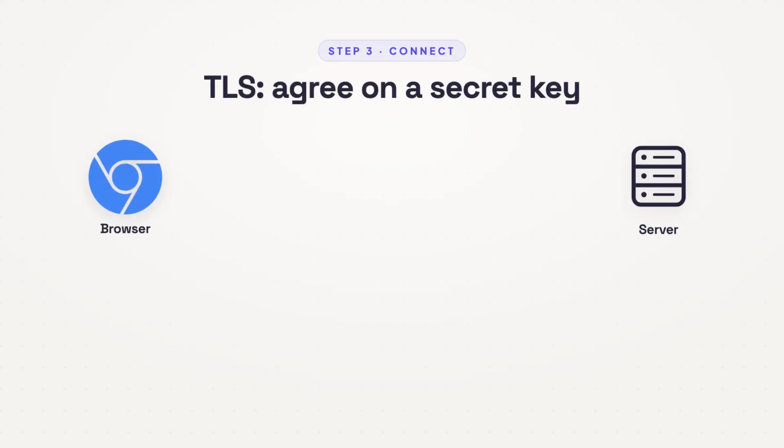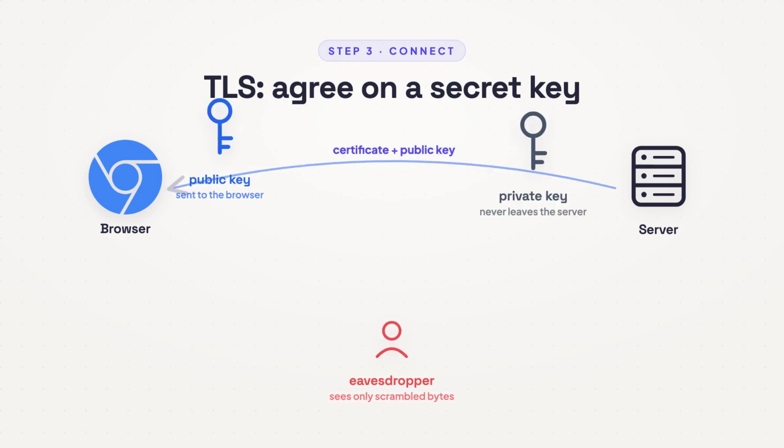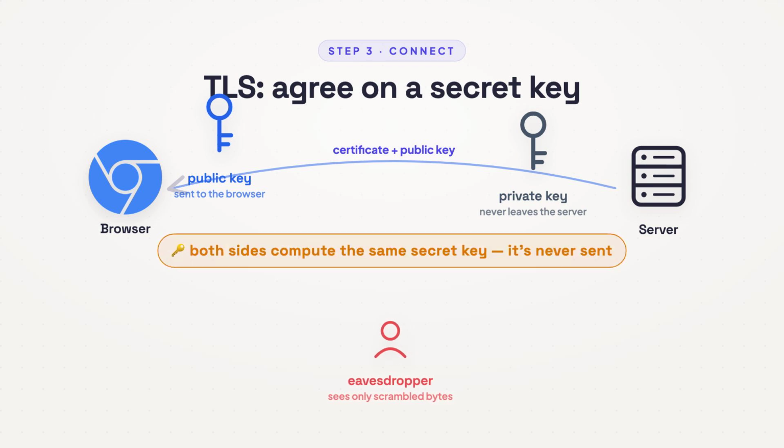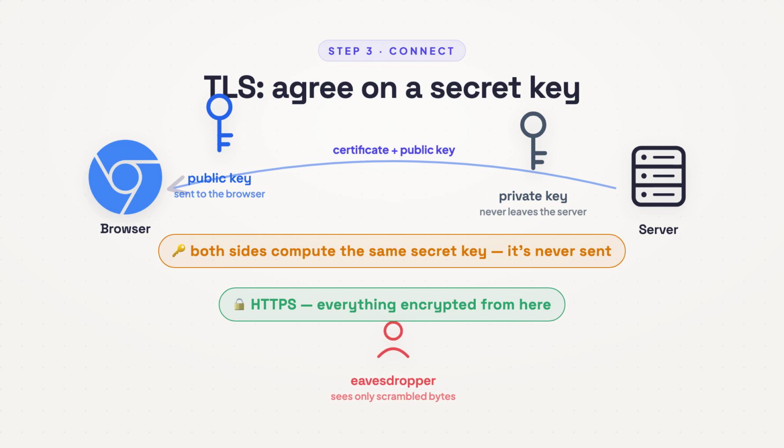But that line is still like a postcard. Anyone along the way can read it. So next comes TLS. The 2 sides agree on a secret key, and from that moment, everything is encrypted. That's the padlock in your address bar. We have a whole video just on this handshake.